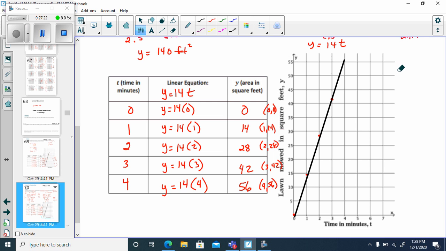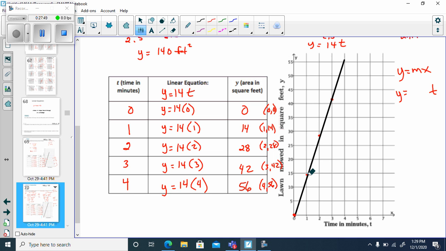Can I do that just by using this? Y is equal to mx. Okay, now all I need to do is find the m. The x is called t. My x-axis is called t. My y is called y. How do I find my m? Remember, it's rise over run. Okay, so let's start here.